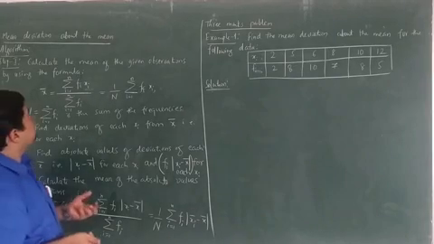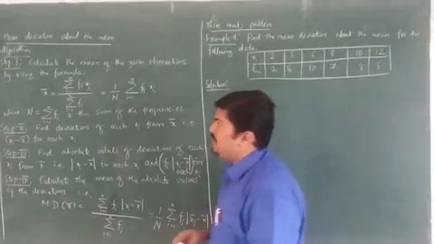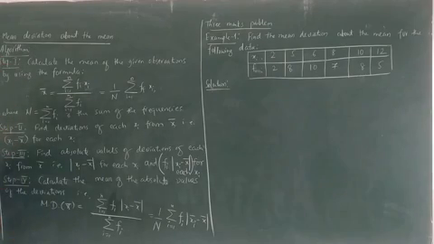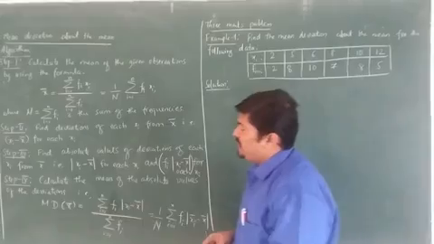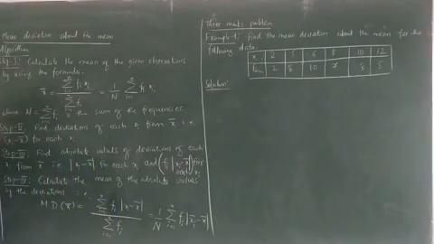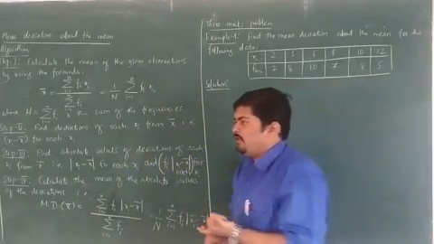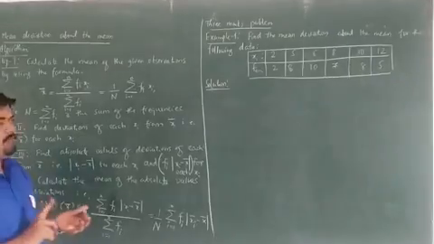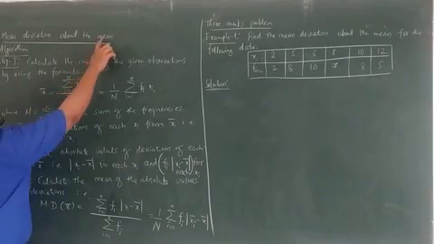Now, in this part, I will explain how to find the mean deviation about the mean for the discrete frequency distribution table. The following steps are to be incorporated. The first step is, as we have done in the ungrouped data points, calculating the measure of central tendency about which we are supposed to calculate the mean deviation. Here the measure of central tendency is the mean.